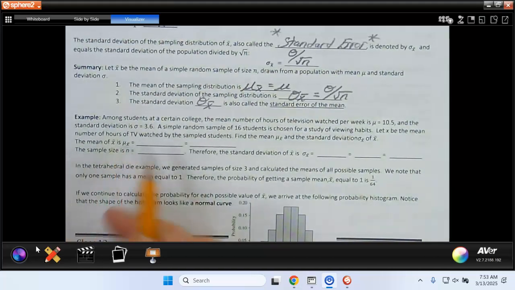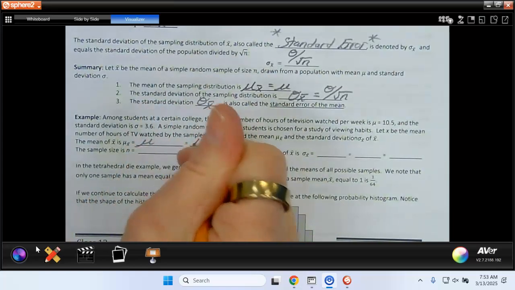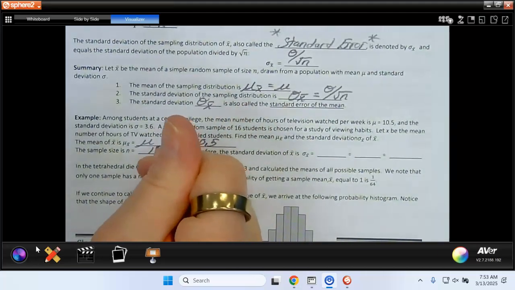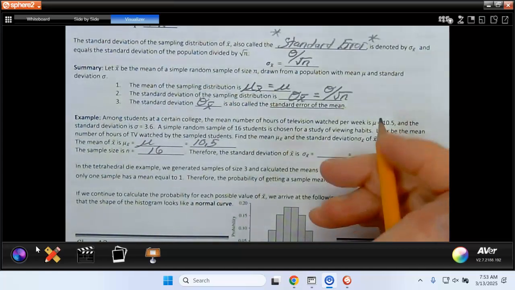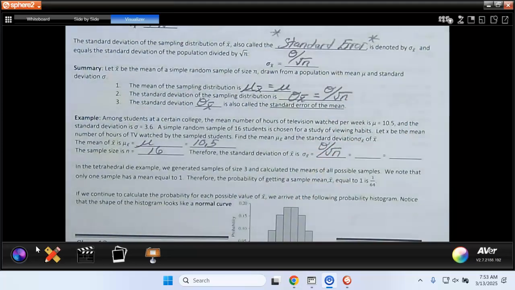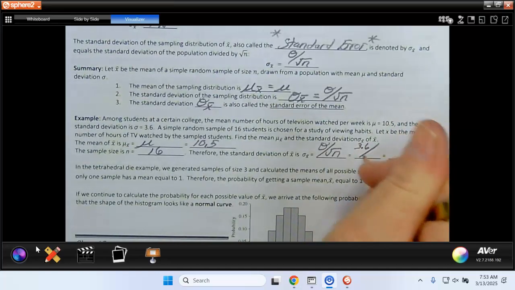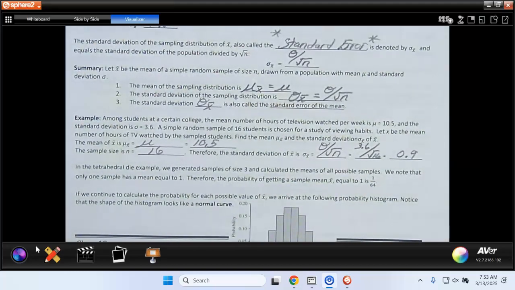Okay, so the mean of the sampling distribution is equal to the mean of the population, which is 10.5. The sample size was 16. Therefore, the standard deviation of the sampling distribution is 3.6 divided by the square root of 16, which is 0.9.